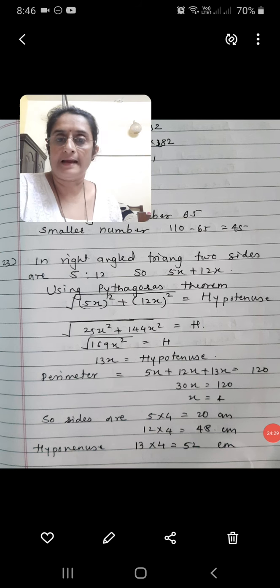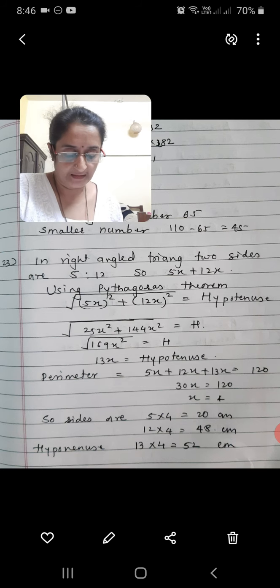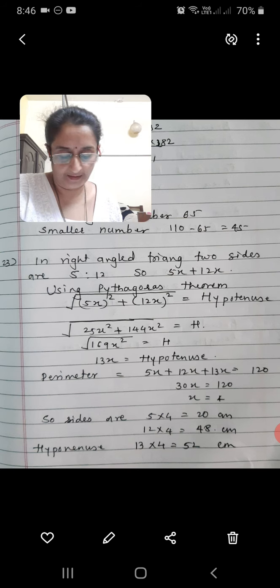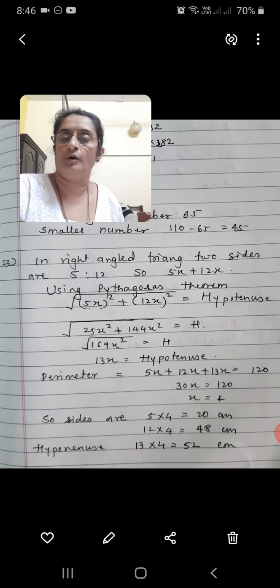The 23rd question is, a right angle triangle having perimeter 120 centimeter has its two perpendicular sides in the ratio of 5:12. Find the length of its sides. Now it is a right angle triangle. The two legs are in the ratio of 5:12, and the perimeter of this is 120 centimeter, and we have to find out all three sides. Now for the perimeter we know two sides, one is 5x and the other is 12x. We don't know the third side, so let us first find out the third side.